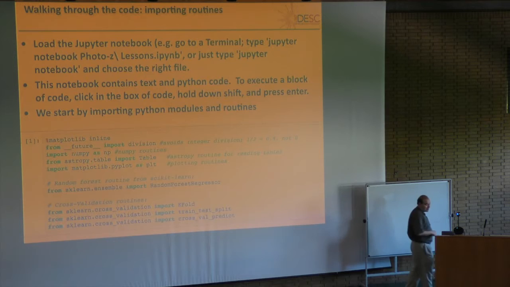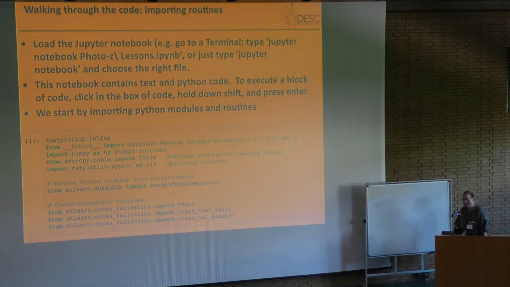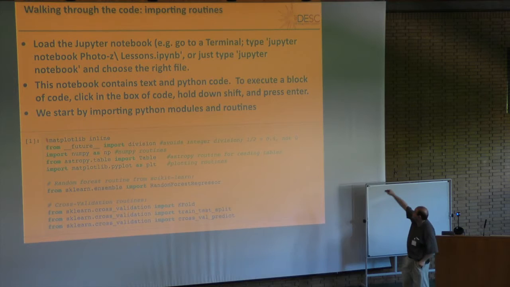Okay, so it's time to open your laptops and load the Jupyter notebook that you downloaded. The way you do this typically on a Mac is open up a terminal, go to the directory where you put that file, and type jupyter, which is spelled with a Y, not an I, space notebook, and space the name of the notebook, which you can do with tab completion, or you can just type jupyter notebook. It'll bring up a list of files, and you just click on the notebook.